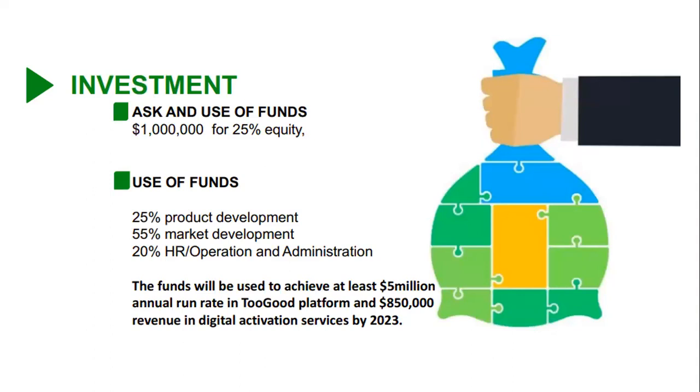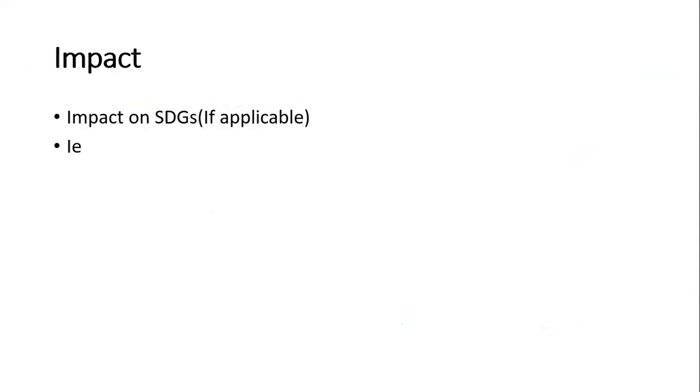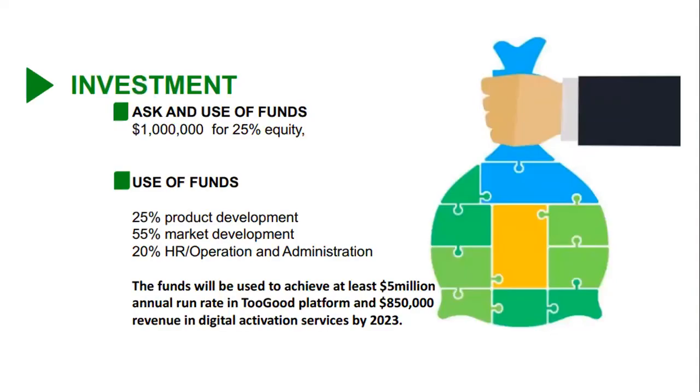And they want to use 25% of that money to develop their product, 55% on market development, and 20% on human resource and administration. These funds will be used to increase their performance. If you give them 1 million, they say they will generate 5 million out of the 1 million by 2023. So that was their ask. Ask and use simply shows you need to indicate what you need, what you are giving in return, and what this money will do.